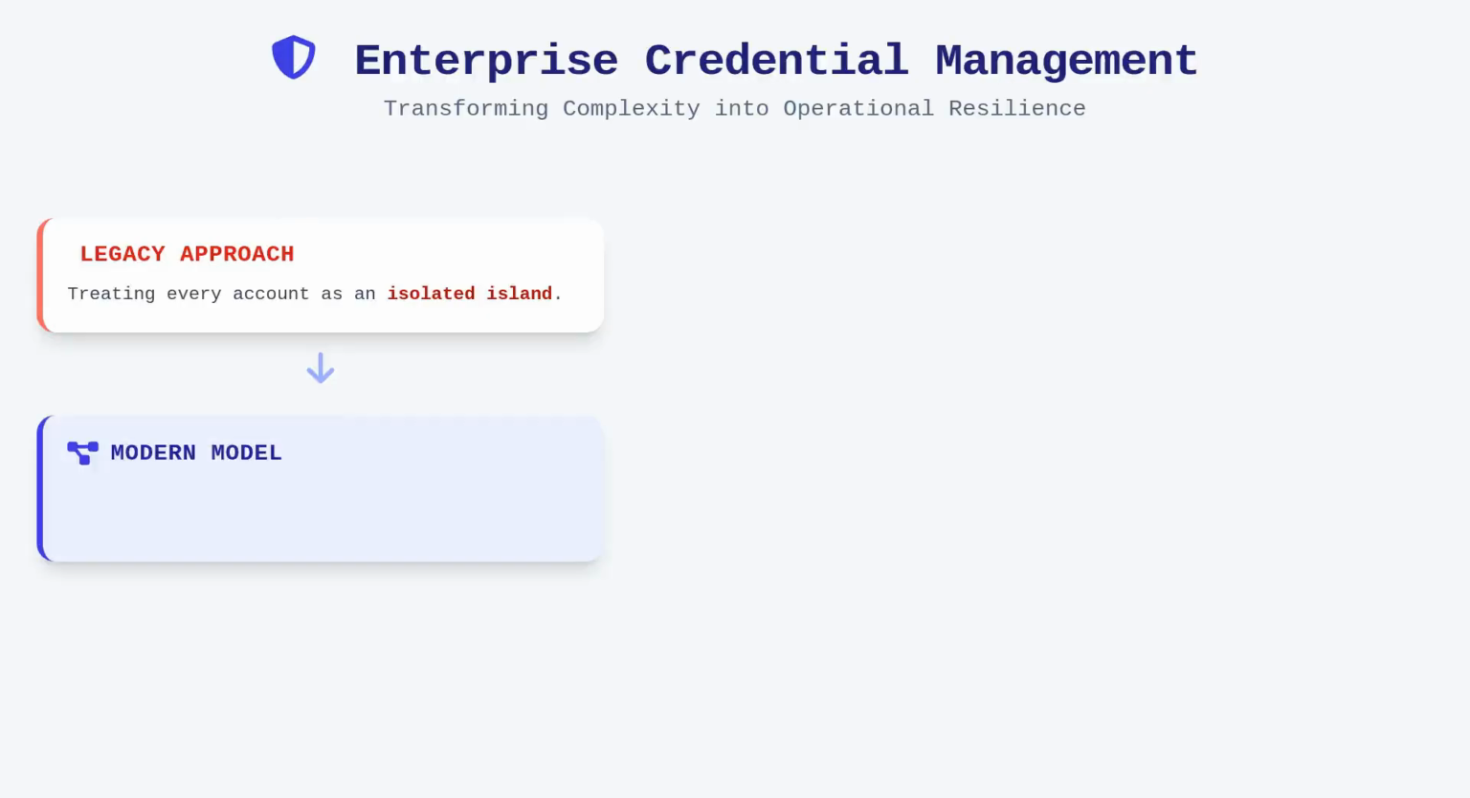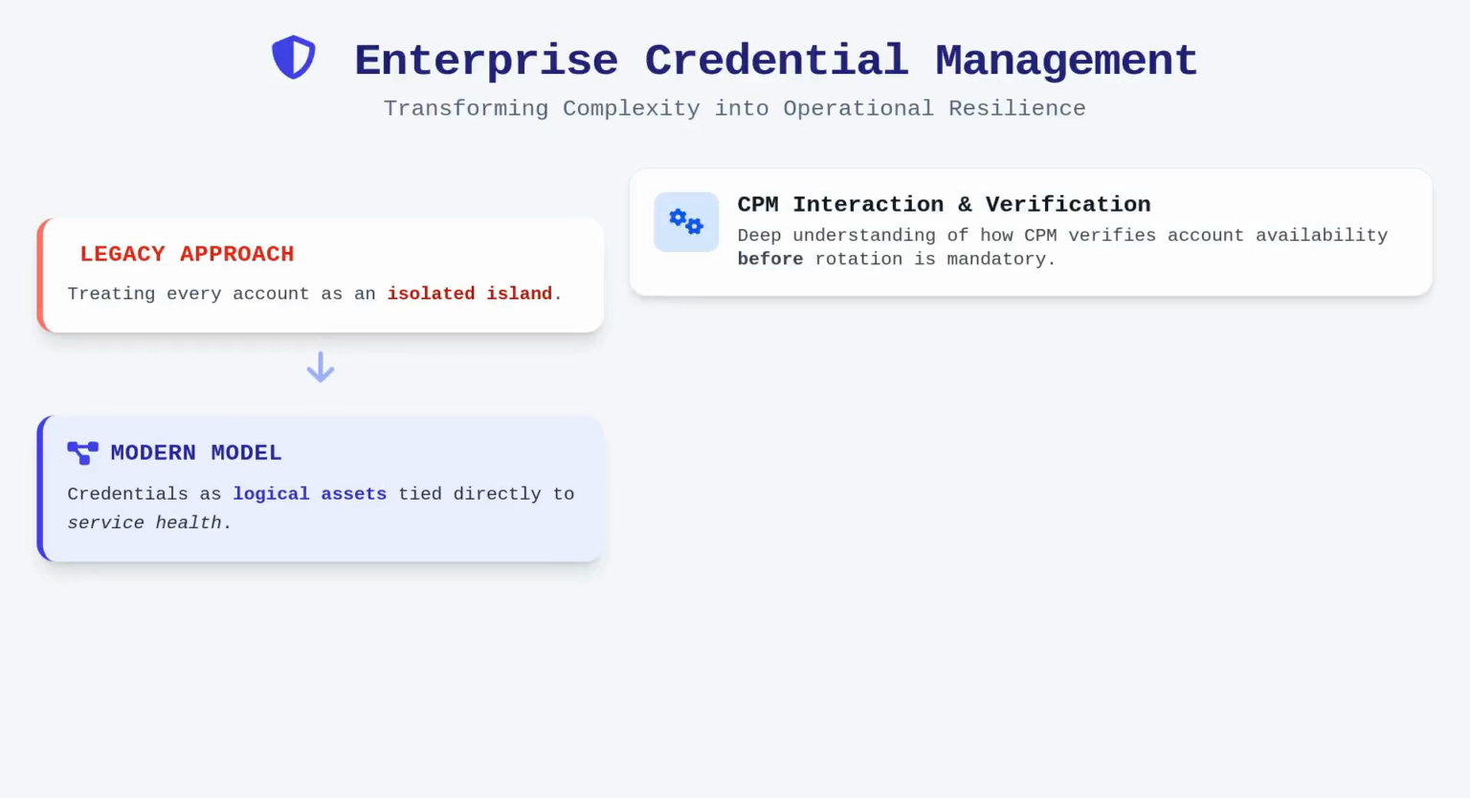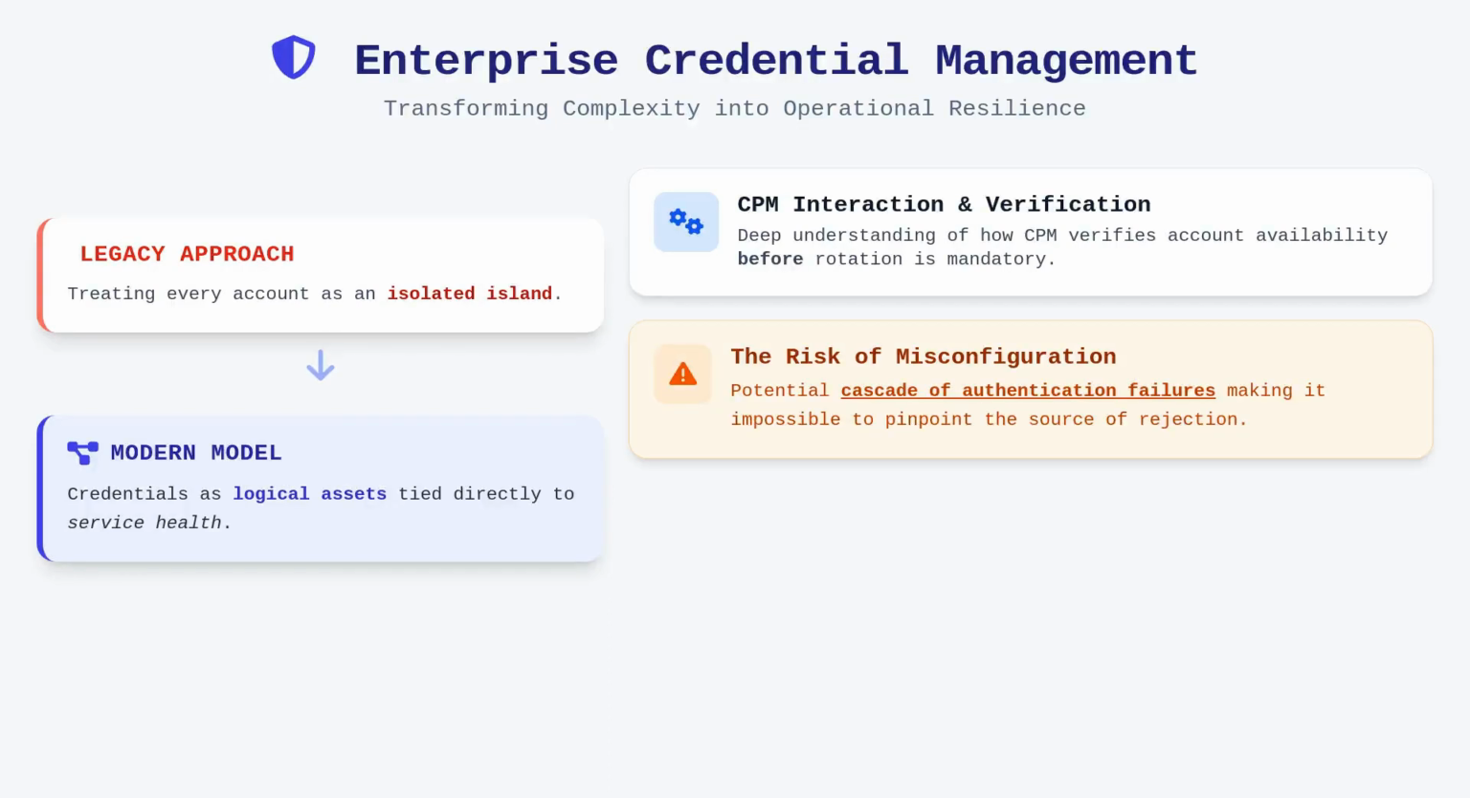Ultimately, the goal of utilizing account groups and managing usages is to translate the complexity of enterprise credential lifecycles into a streamlined and predictable process. You are moving away from treating every account as an island and instead moving toward a model where credentials are treated as logical assets tied to service health. This requires a strong understanding of how the CPM interacts with targets, specifically regarding how it verifies account availability before attempting a rotation. If you misconfigure these grouping or usage relationships, you might cause a cascade of authentication failures that ripple across your environment, making it nearly impossible to pinpoint which specific service initiated the rejection.